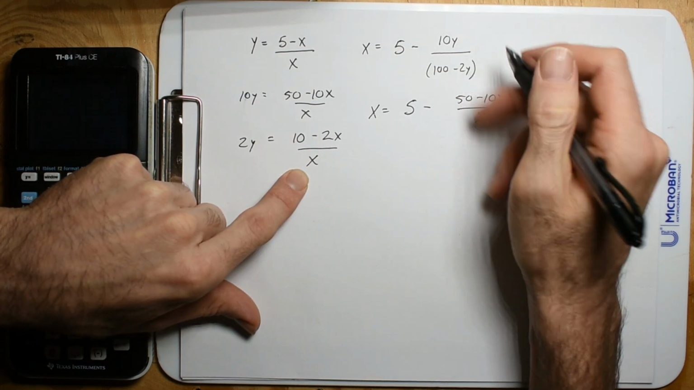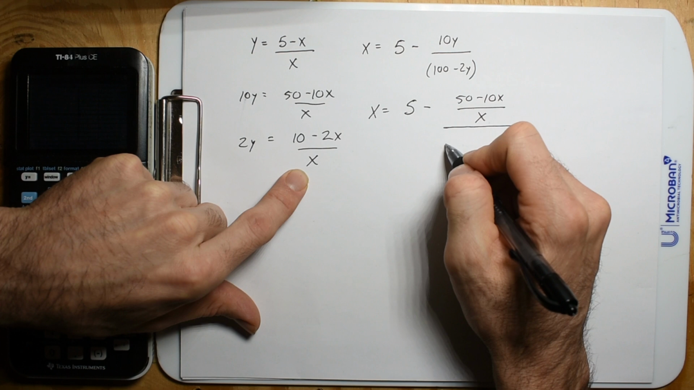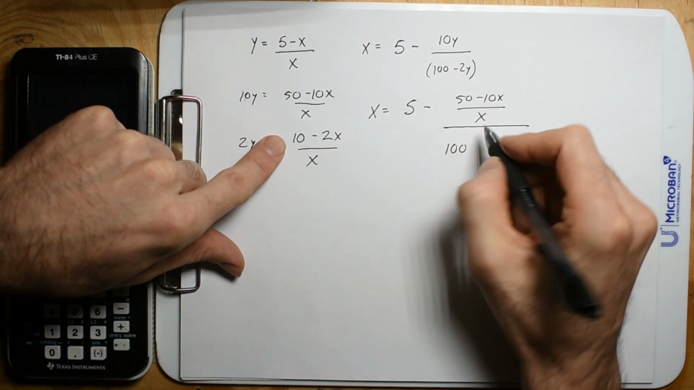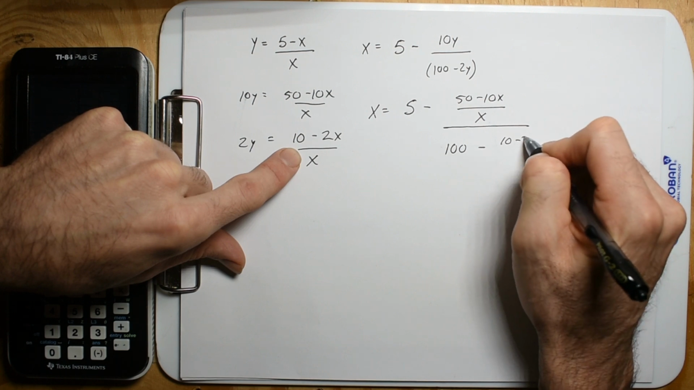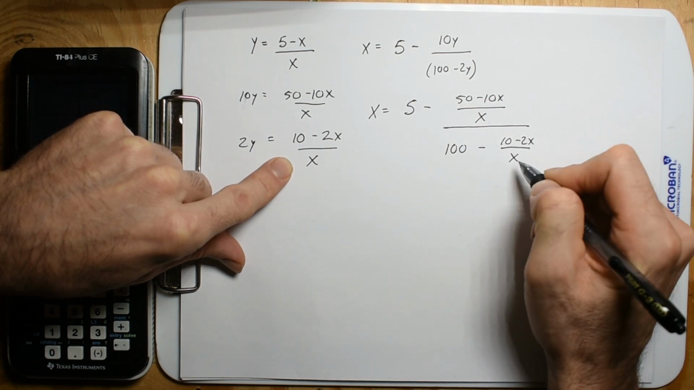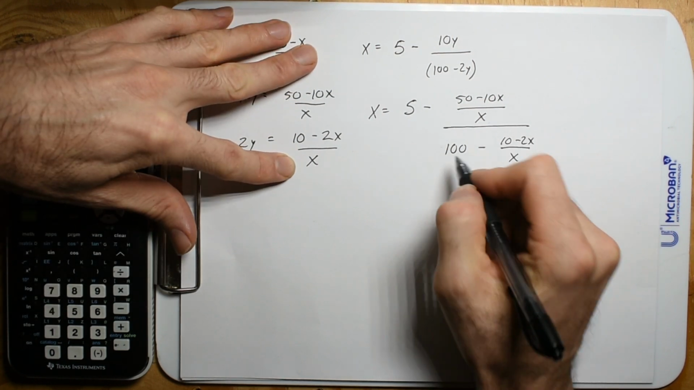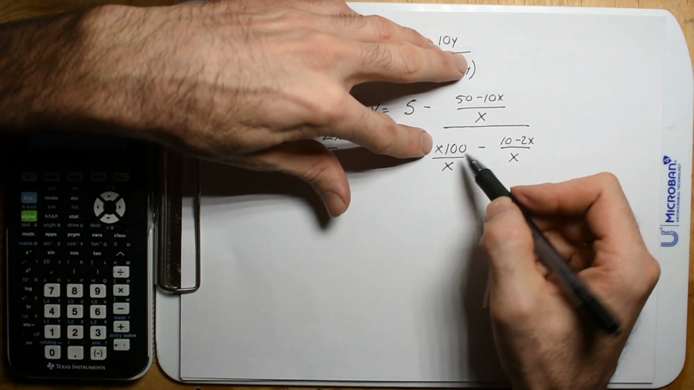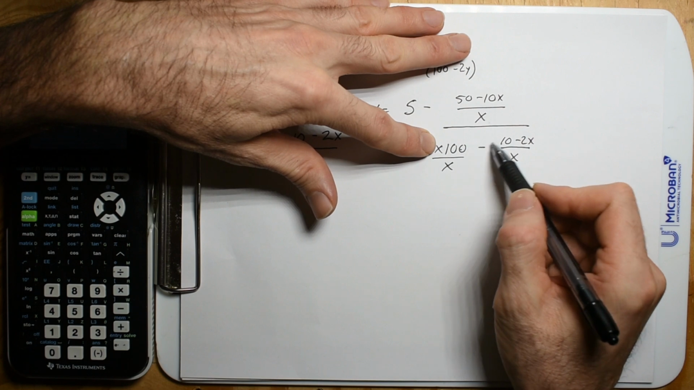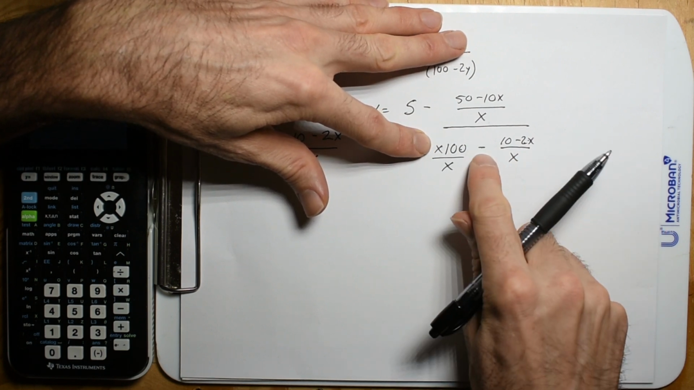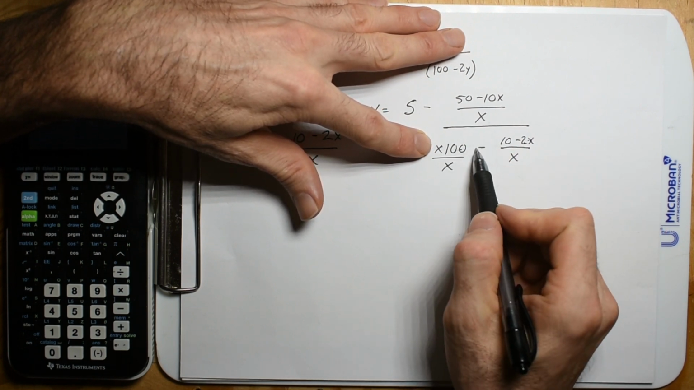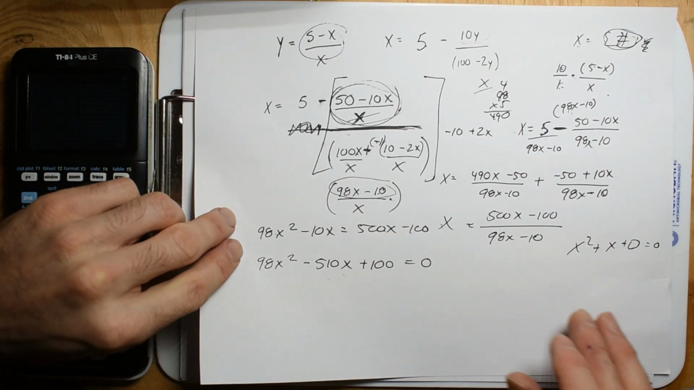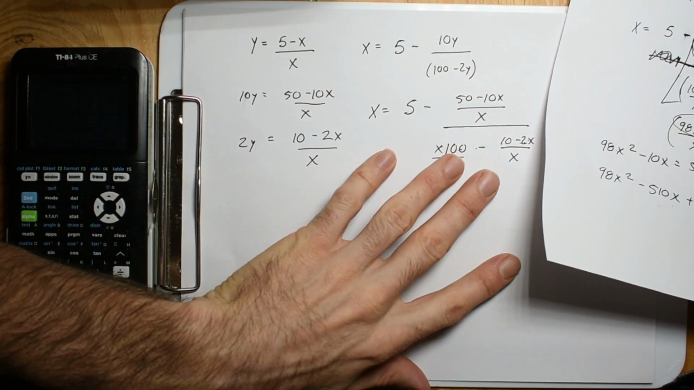We have to do divided by 100 minus this, so we have minus 10 minus 2x divided by x. I need to do that x top and bottom. I'm going to have 100x plus 2. Oh, so that's where I went wrong. So it's going to be 100x plus 2. I'm going to have 102x. And yeah, I've done this problem before. So there you go, I found my error.